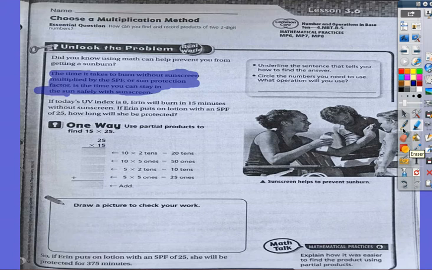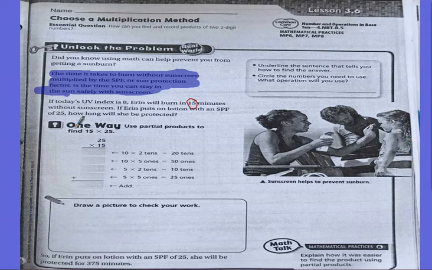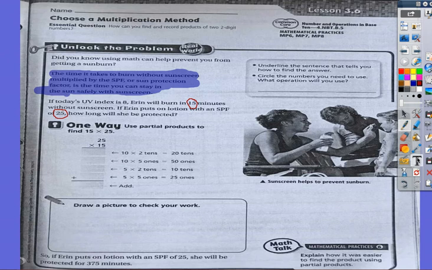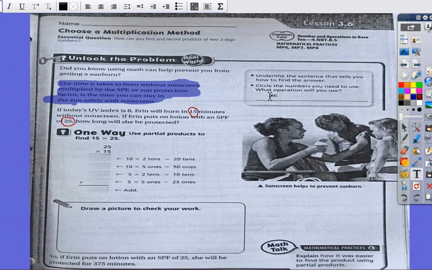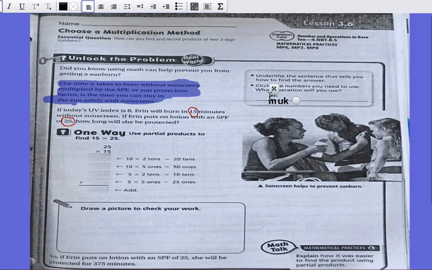What operation will you use? So I'm going to circle the numbers that I need. I'm going to need 15 minutes for information, and I need the SPF of 25. So on the line over here we're going to be taking 15 times 25, so we're going to use multiplication. That's the operation we're going to use.